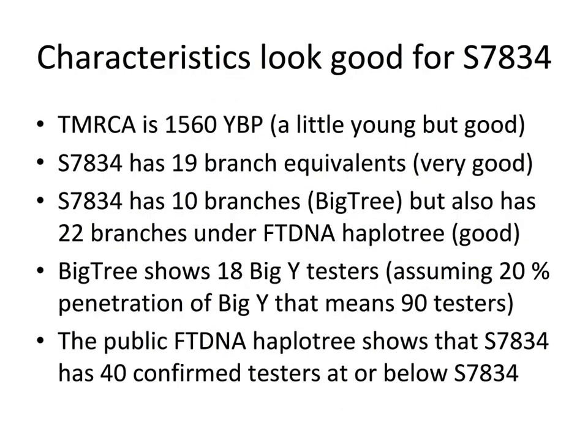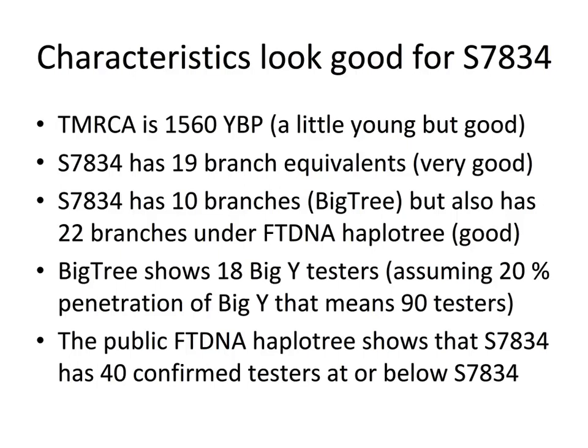So the characteristics look good for S7834. The TMRCA is a little young at 1,560 years, but it's still very acceptable. It has a whopping 19 branch equivalents, so that's very good. It has 10 branches on the big tree, but also shows 22 branches on the family tree, which is pretty good.